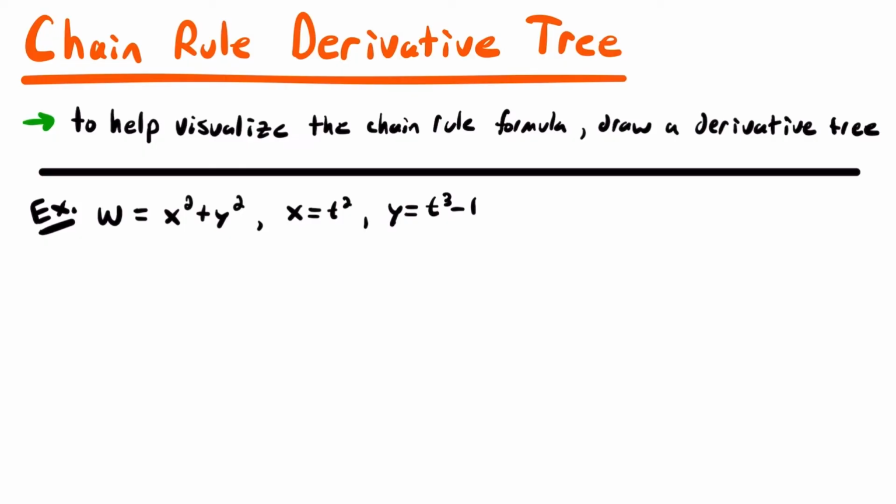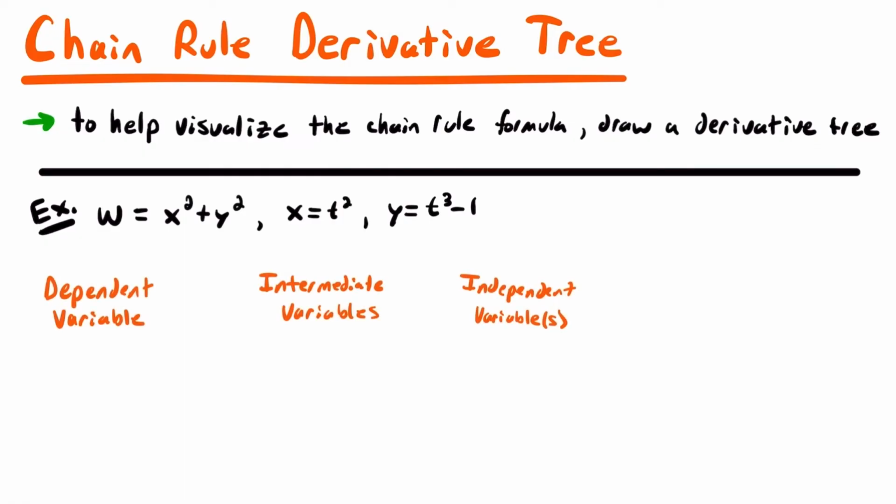And so what you want to do to draw this diagram, or this derivative tree, is make three different columns for those different variables. So that might look something like this. We have the dependent variable, the intermediate variables, and the independent variables. You want to put them in this order because remember, the intermediate variables act as a bridge between the dependent and the independent variables. So let's write in what we have here. Remember that w is our dependent variable, and then x and y are the intermediate variables. So I'll write in x and y, and then we have one independent variable, t. Both x and y are defined in terms of t. Okay, so we have one independent variable.